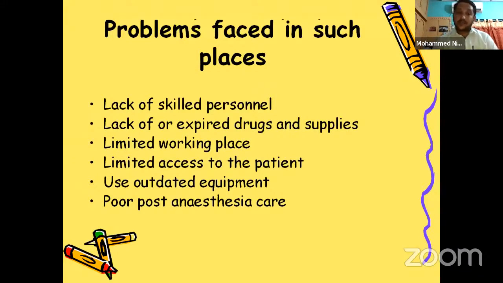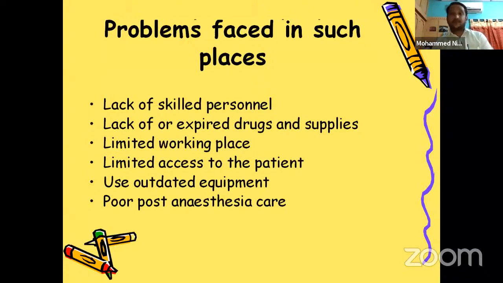Then there will be limited working place. That is, it will be cramped rooms like the endoscopy suite, where hardly will you have some place to stand. So it will be quite a cramped place. Then we'll have limited access to the patient, like when the patient is in prone or lateral position, and the surgeon will be occupying the majority of the place. So access to the patient will be less.